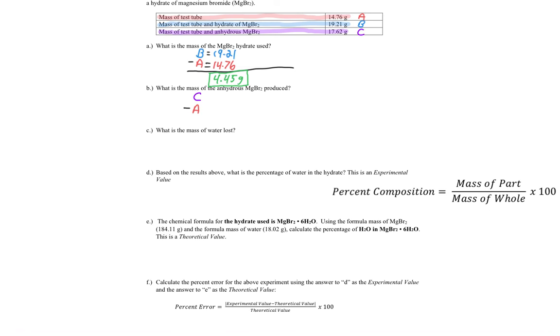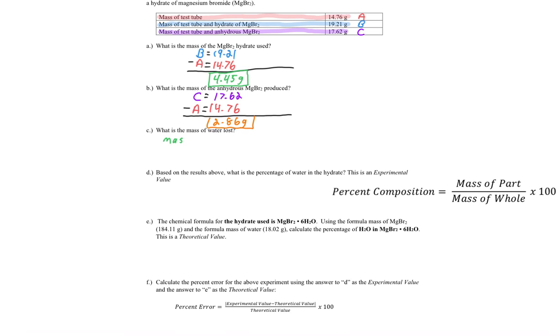This might be a different color. The mass of the anhydrous, after all the color was gone, we take mass C, 17.62, and we subtract mass A, which is just the test tube, which is 14.76. So we have 2.86 grams as my mass of my anhydrous.